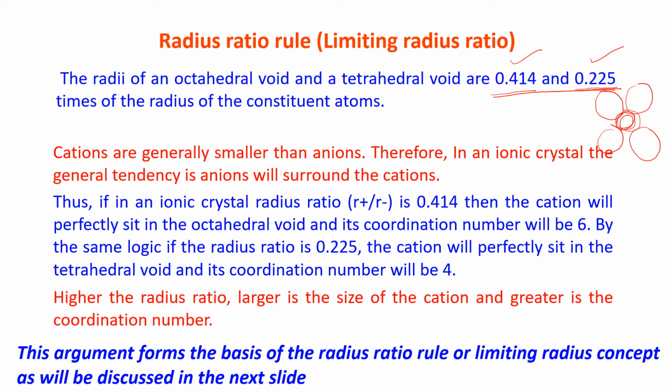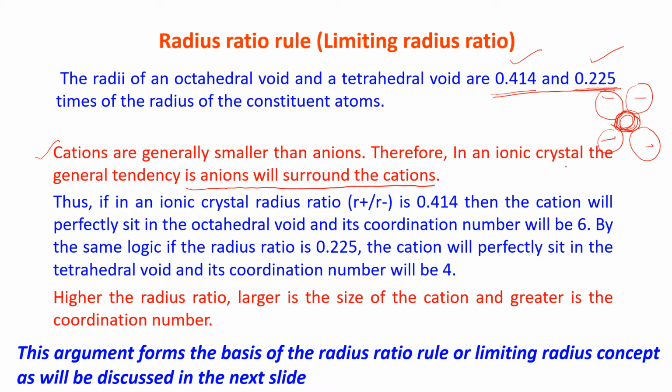Now, this is a general rule that cations will fit in the void because the size of the cation is smaller than the anion. So cations are generally smaller than anions. Therefore, in an ionic crystal, the general tendency is that anions will surround the cations. That means cations come in the void place. The void will be occupied by a cation and it will be surrounded by anions.